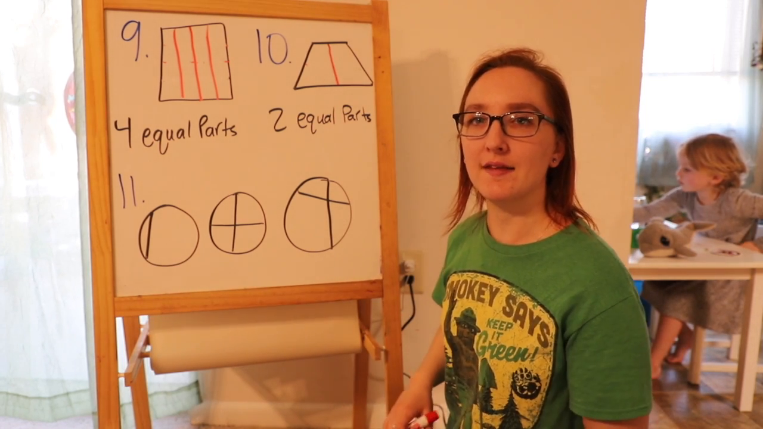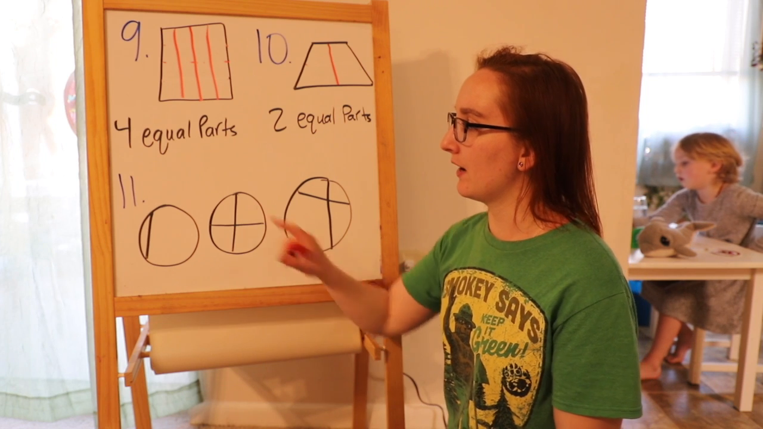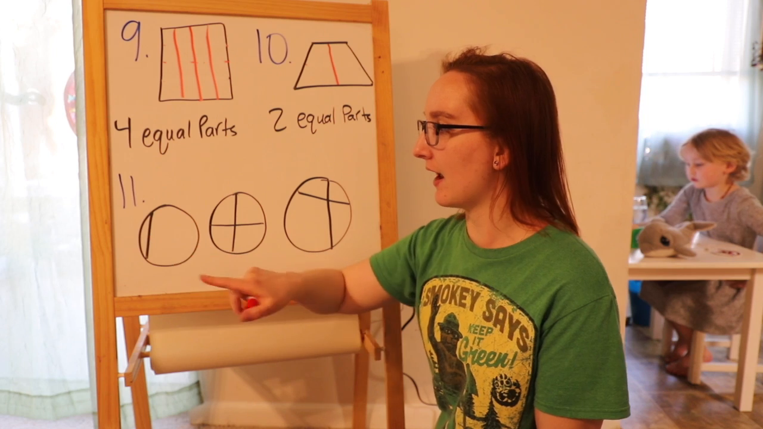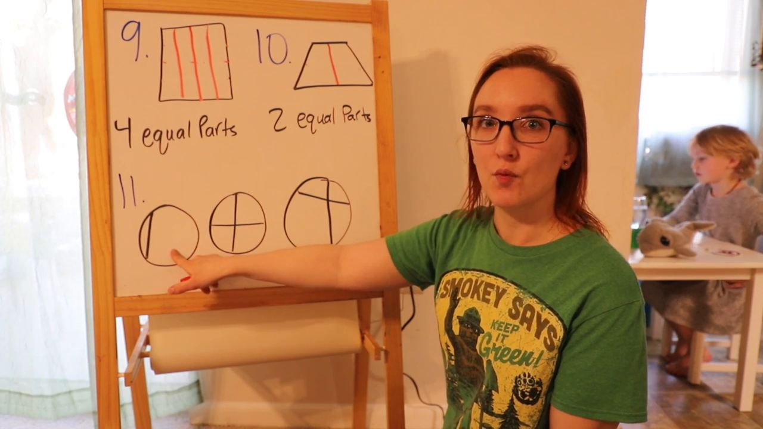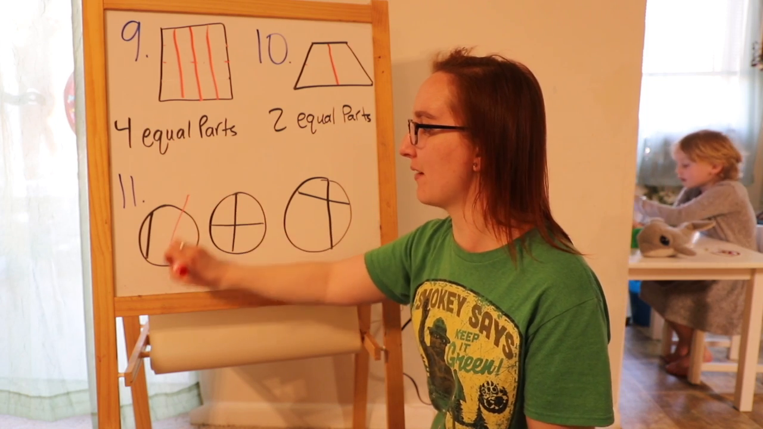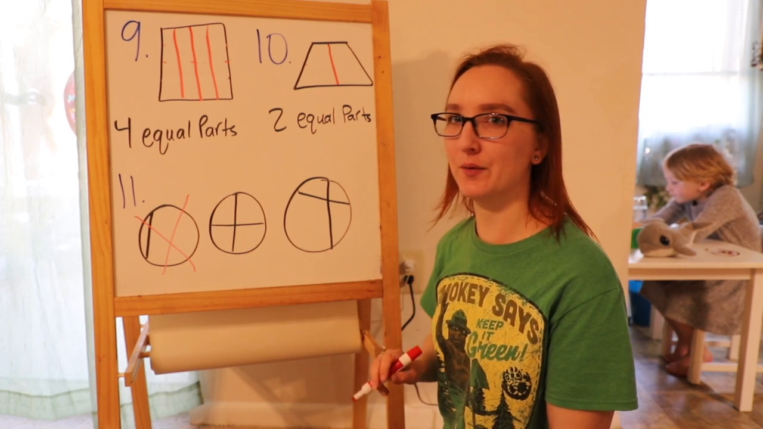Alright, number 11, we have a few triangles that look like this, and you want to circle the one that is equal shares. So if you and I were eating a pie and I gave you this slice and myself this slice, would that be equal? No, not really. So I'll cross that one out. That one would not be equal.